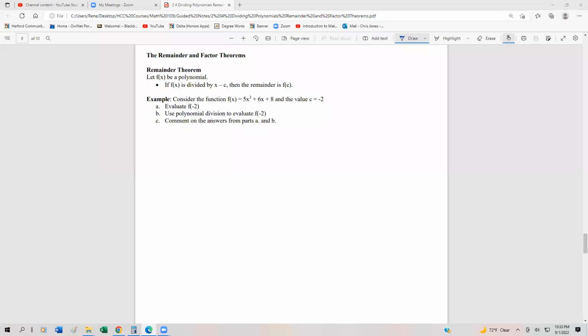To finish out this section, we're going to take a look at two theorems, one of which is the remainder theorem, the other which is the factor theorem. The remainder theorem says that if we have a polynomial f of x divided by x minus c, then the remainder is going to be the same as f at c. And so one way to evaluate a function is to do polynomial division. It's not always the most efficient way to do it, but it is a way to do so.